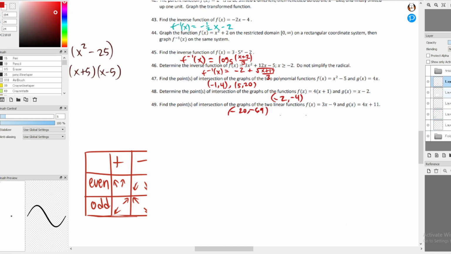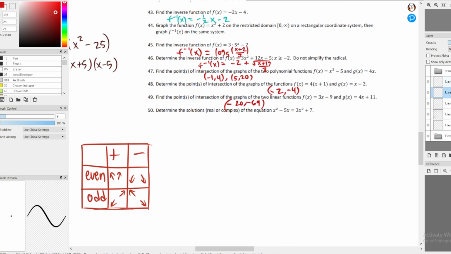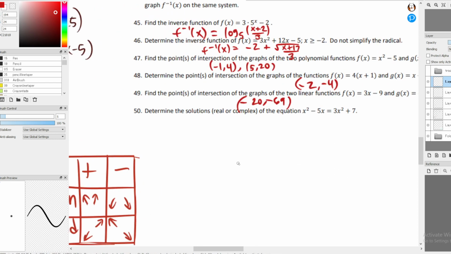Next, we have 50, which says determine the solutions, real or complex, of the equation x squared minus 5x equals 3x squared plus 7. So I'm going to subtract the x squared over to the other side. Well, I'm going to set it equal to 0. So I'm going to have 2x squared, because 3x squared minus x squared equals 2x squared. We'll just have a plus 5x because there's no like terms to add to, and then plus 7 equals 0, and I moved it to this side just because it works a little better in my brain this way.